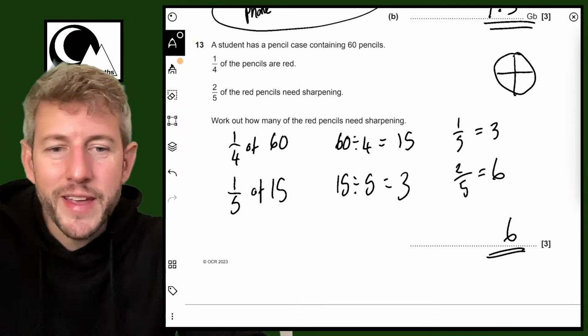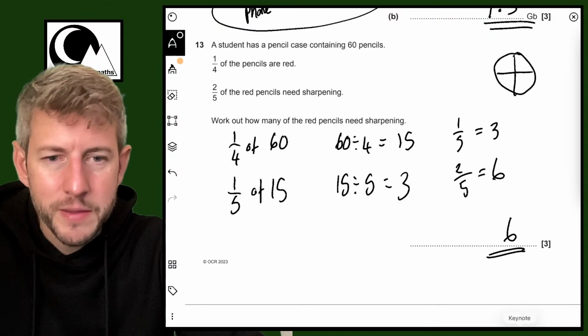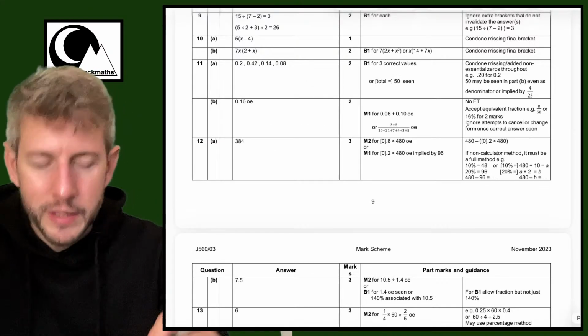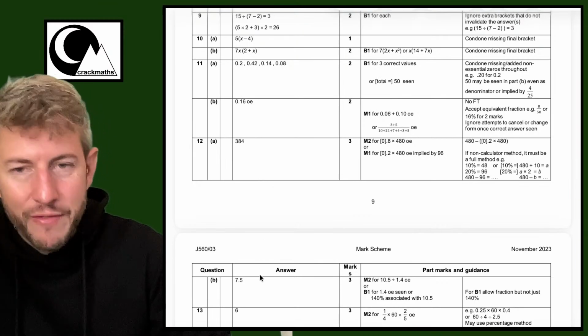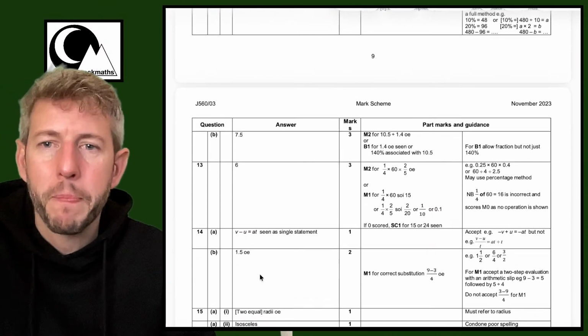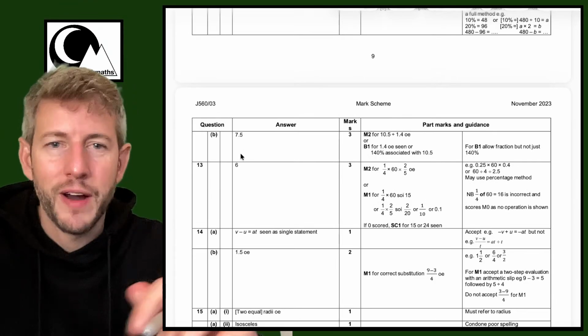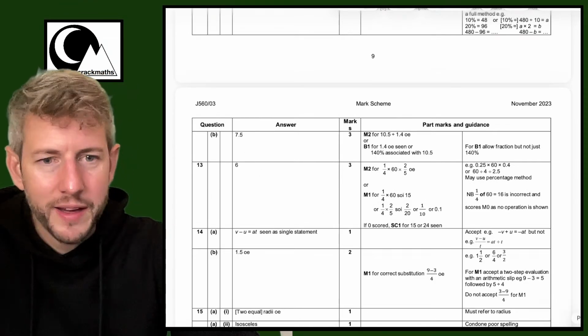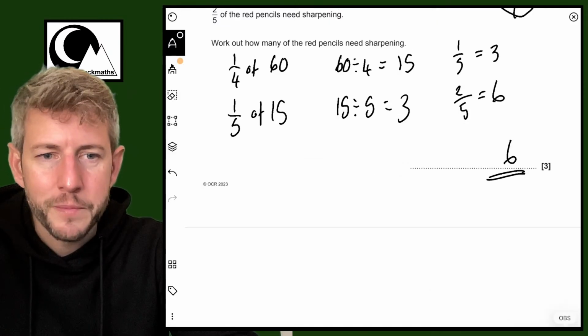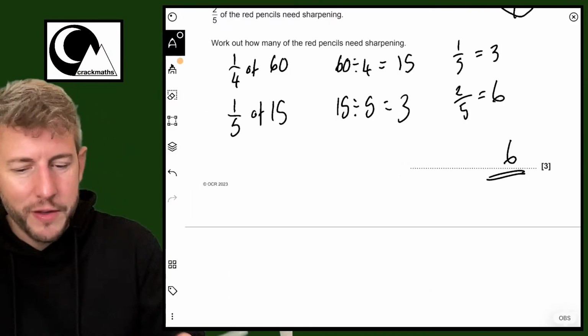Right, let's take a look at the mark scheme to see if they're correct, and then we will move on. So we have got 384, yep, 7.5, yep, and 6 here, correct. Okay, wonderful. Right, let us go back to the paper and then find out what's on the next page.